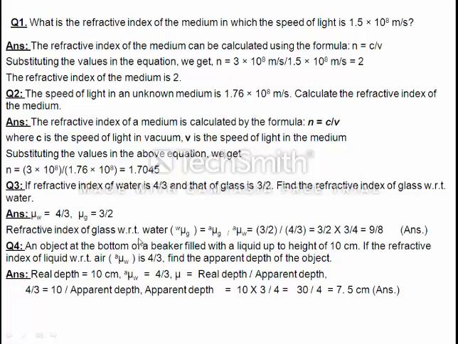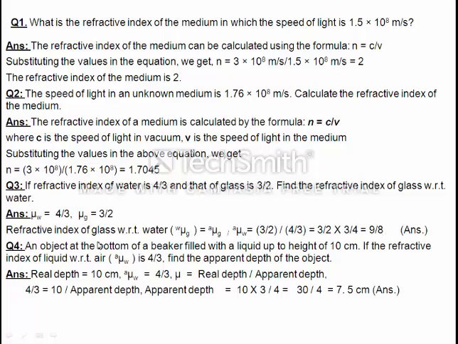So the refractive index of glass with respect to water, that is wμg, is equal to the refractive index of glass with respect to air divided by the refractive index of water with respect to air, that is 3 by 2 divided by 4 by 3, which is equal to 9 by 8.